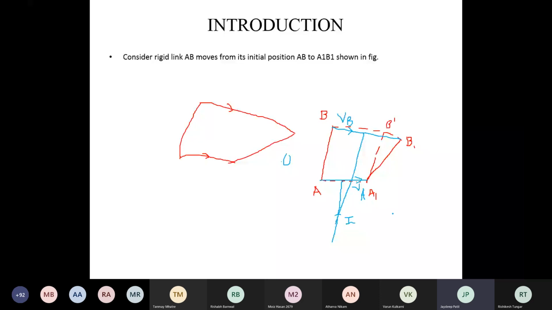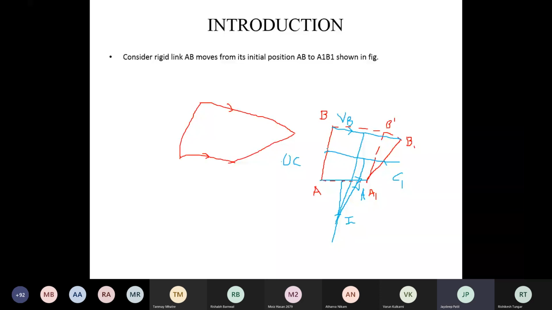Got it? Yes, sir. It means you have to draw a perpendicular to the velocity of a point on a link. Suppose you have a point C here. Suppose C moves from C to C1. I have to join these, and through this you draw the perpendicular. You will get the instantaneous center.